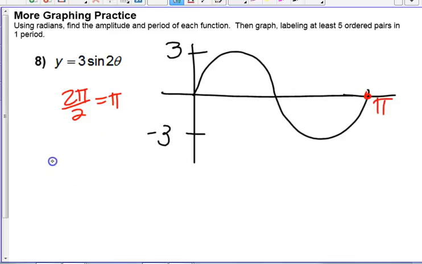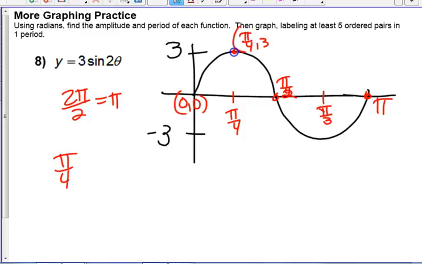So the quarter points are divided by 4. So this is going to be pi over 4, 2 pi over 4, pi over 3, what does that say? That's 3 pi over 4. That's not what that says.